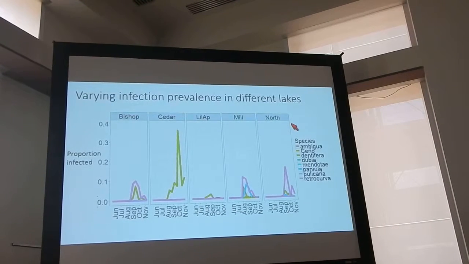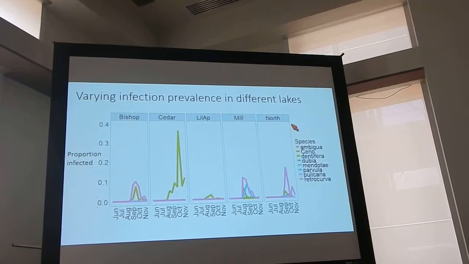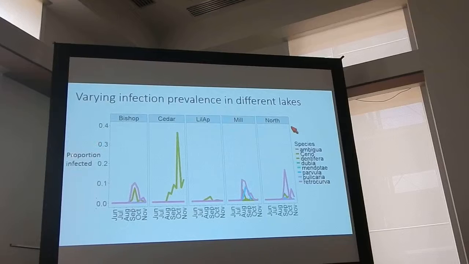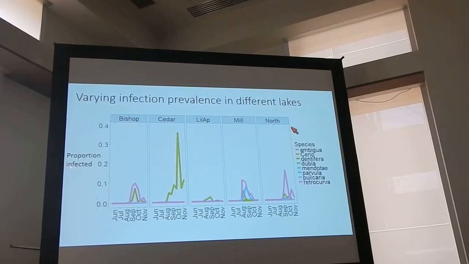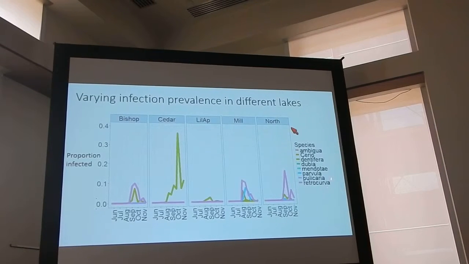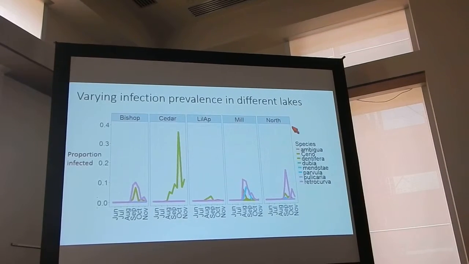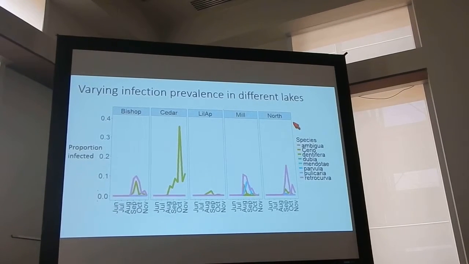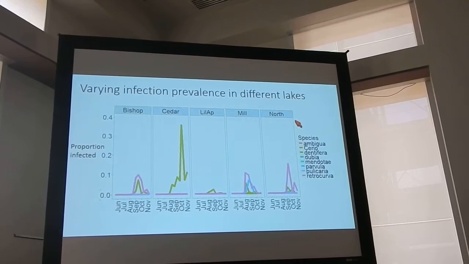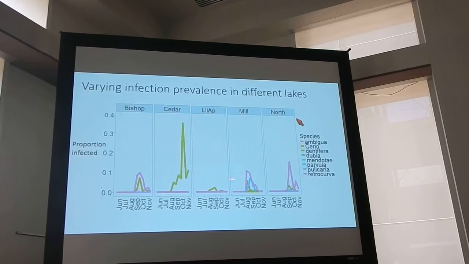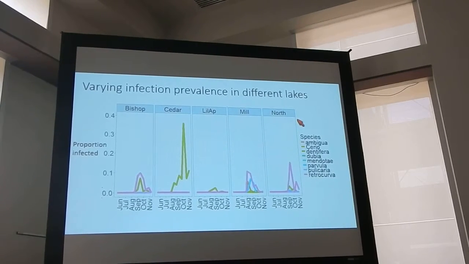So I'm going to start by showing you some field data from last year. I'm showing you dynamics in 5 different lakes here. And on the y-axis, we have the proportion of infected Daphnia throughout the epidemic. The different colors represent the different host species that get infected in these different lakes. And I want you all to notice that the size and the shape of these epidemics is really different in the different lakes. And also notice that the species that get infected is also different in the different lakes.